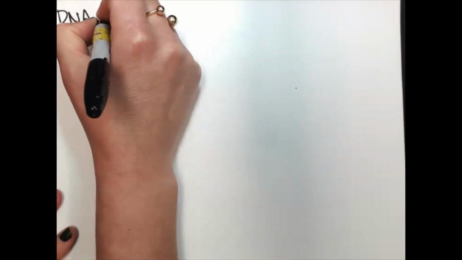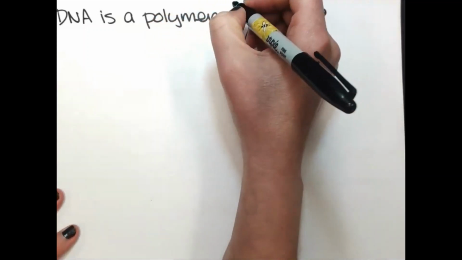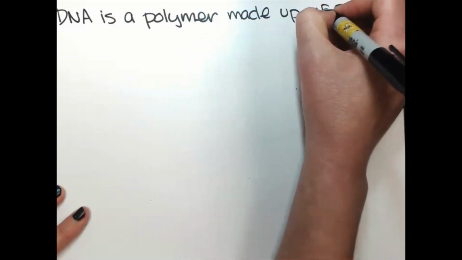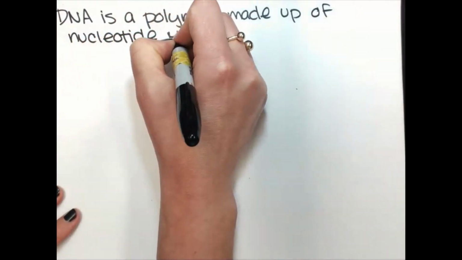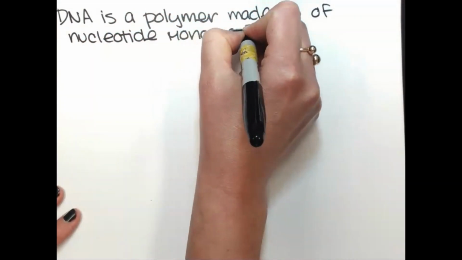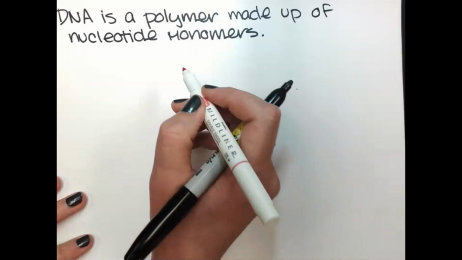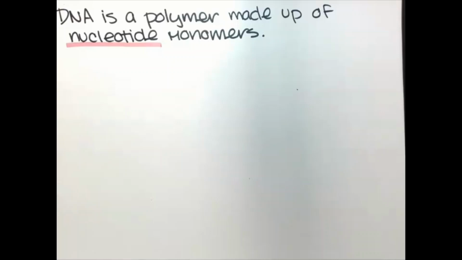Now let's look a little bit closer at DNA's structure. So DNA is a polymer made up of nucleotide monomers. So if you remember, a polymer is made up of a long chain of monomers, so poly many, mono one, and the nucleotide is that kind of base unit for DNA and RNA.